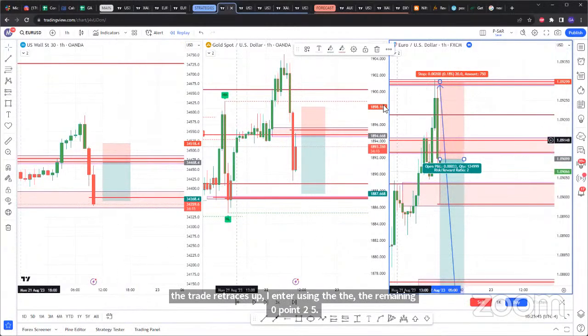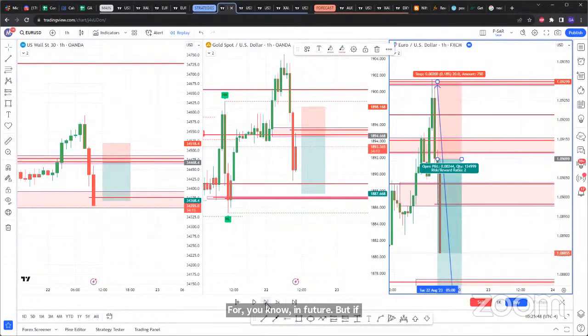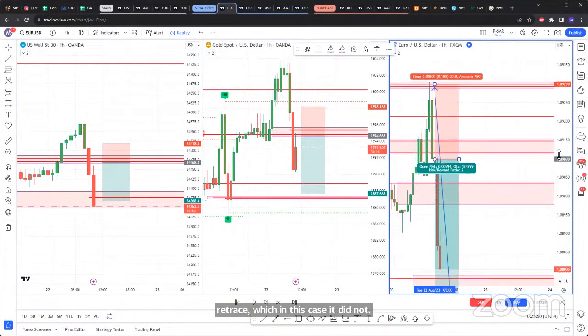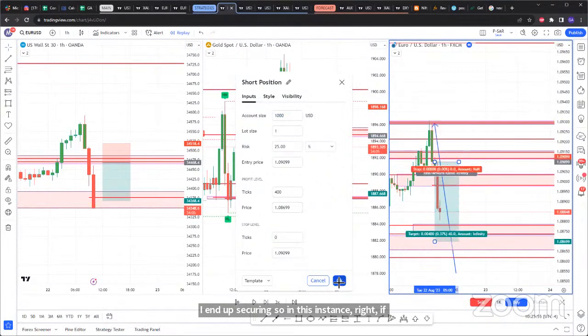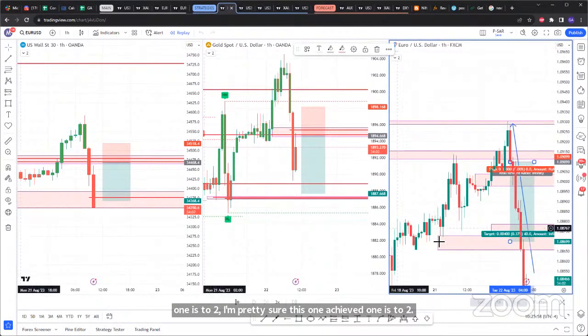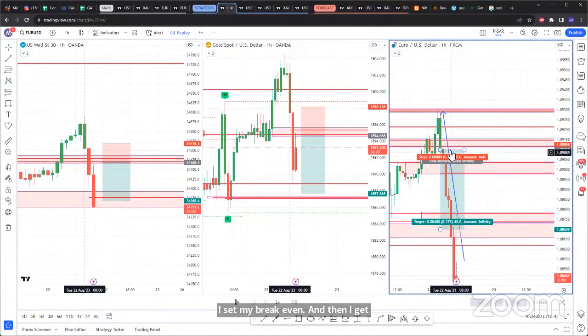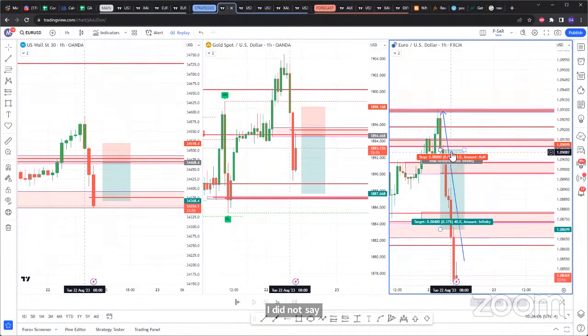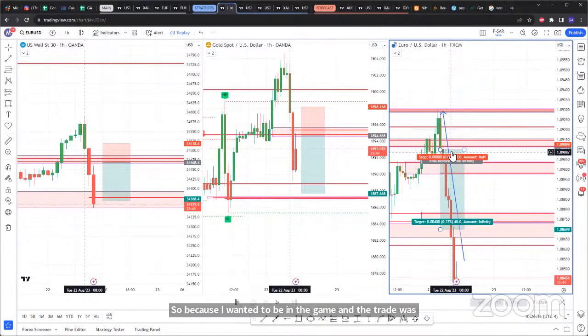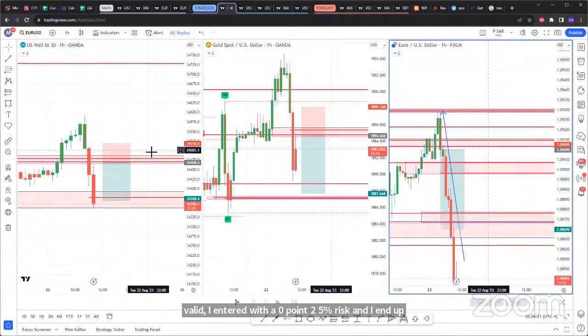But if the trade doesn't retrace, which in this case it did not, I end up securing. If it's 1:2, I'm pretty sure this one achieved 1:2. I set my break even, and then I get my full TP. So yes, I didn't get a 1% gain like if I had risked 0.5%. But since I wanted to be in the game, you can think of this as a filler trade. Because the trade was valid, I entered with a 0.25% risk, and I ended up securing 0.5% instead of just staying out and hoping.